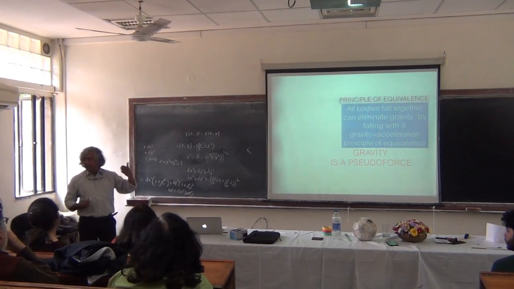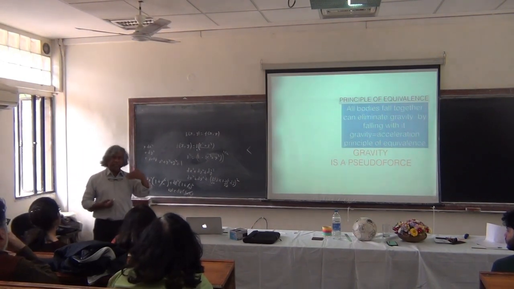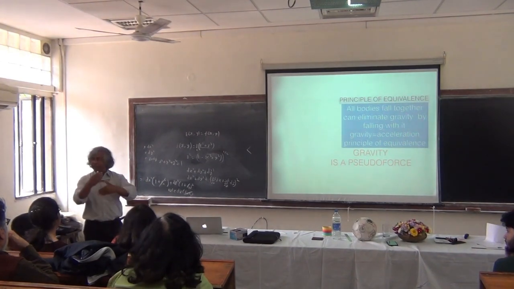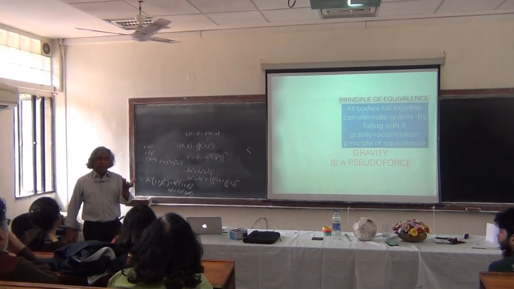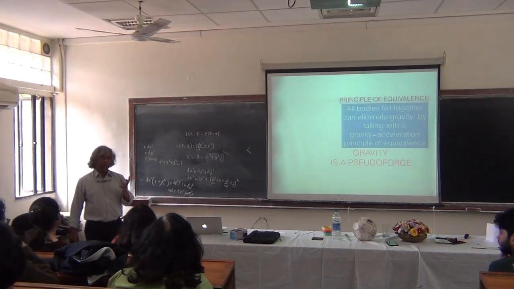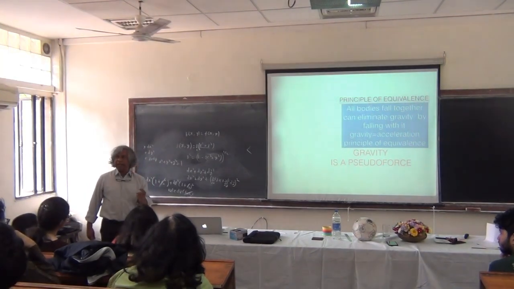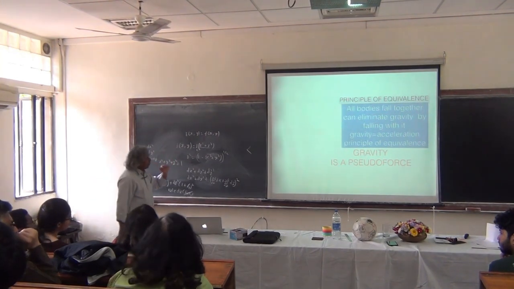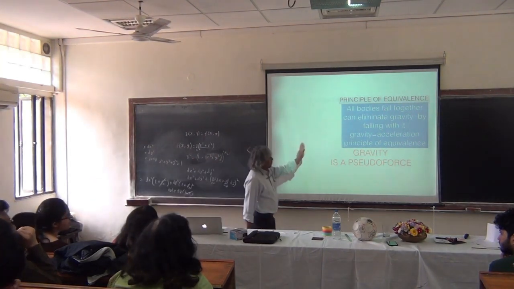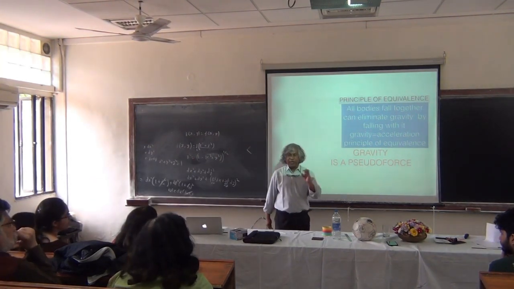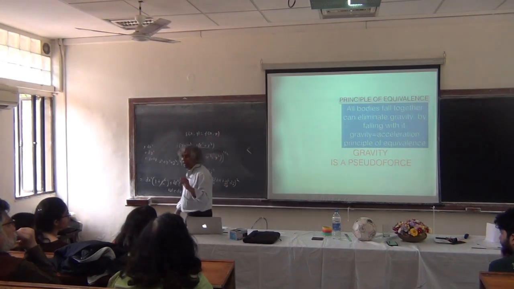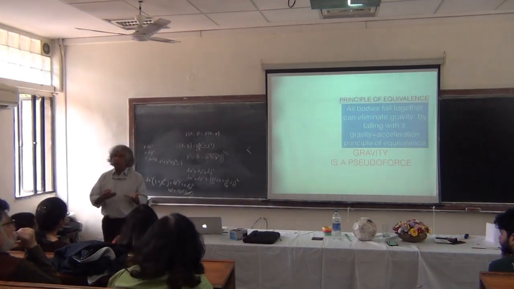You know about the Coriolis force: the winds on the earth, when they're going from north to south, are deflected. This is very important to meteorologists, who can predict the weather because of this. But that's because the earth is a rotating frame of reference. If you go to a non-rotating frame of reference, a body which is moving in a certain direction will keep going in that direction. Coriolis force is a pseudo force that can be eliminated. What Einstein noticed is that gravity too is a pseudo force which can be eliminated by going to a suitable frame.